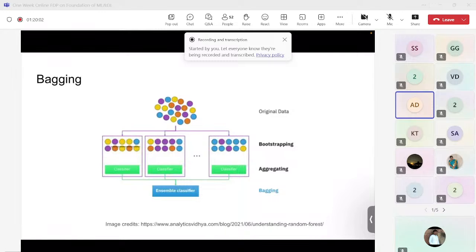So you do bootstrapping where you sample with replacement. Depending on your number of classifiers, you do that sampling with replacement, and then you train all these classifiers on these different versions of the data set, and then you combine all these classifiers. That is your bagging. The bagging name comes from bootstrapping and aggregating. So they combine these two names and call it bagging.